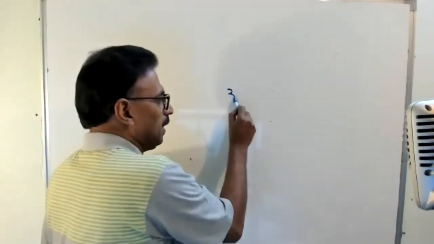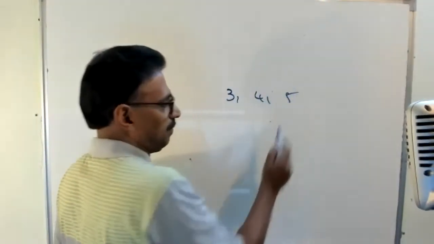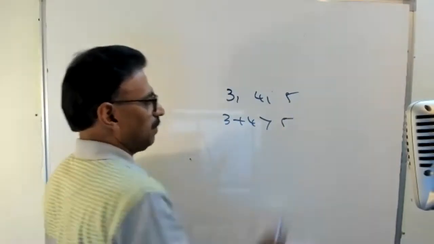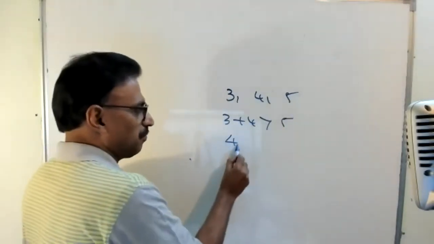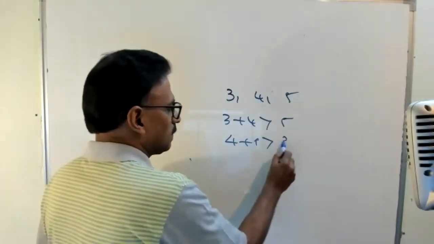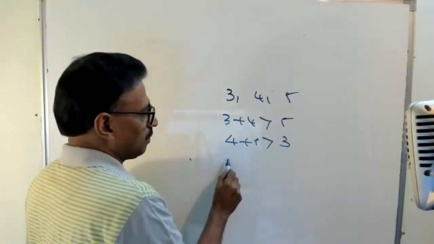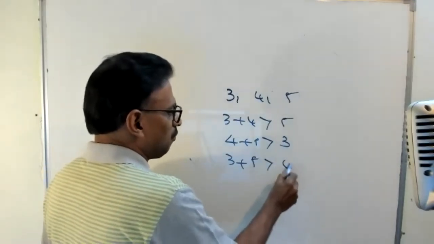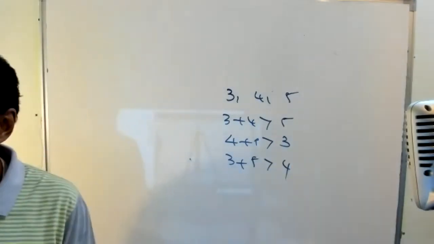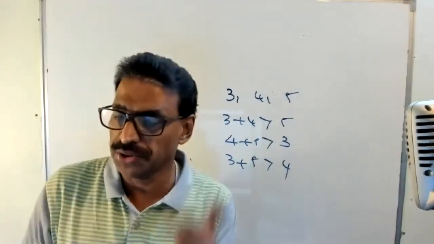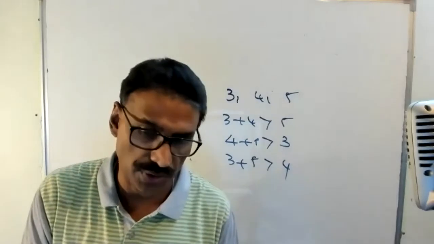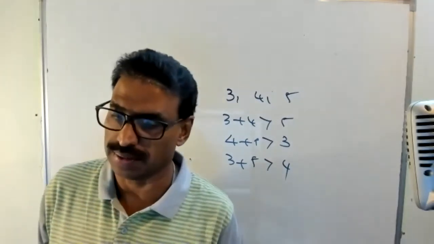Suppose, look here: 3, 4, 5. 3 plus 4 is greater than 5. 4 plus 5 is greater than 3. 3 plus 5 is greater than 4. Like that, the sum of any two sides should be greater than the third side. Are you okay? Then only can we form a triangle.